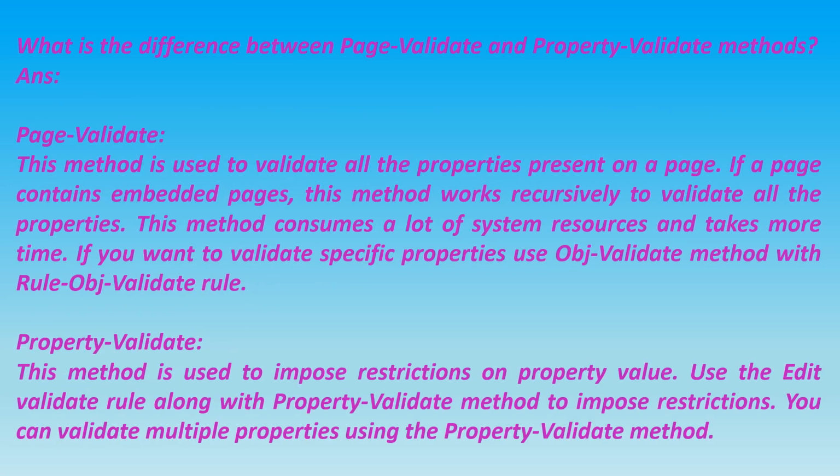And the fourth question is what is the difference between page validate and property validate methods? Page validate. This method is used to validate all the properties present on a page. If a page contains embedded pages, this method works recursively to validate all the properties. This method consumes a lot of system resources and takes more time. If you want to validate specific properties, use the object validate method with the rule object validate rule.